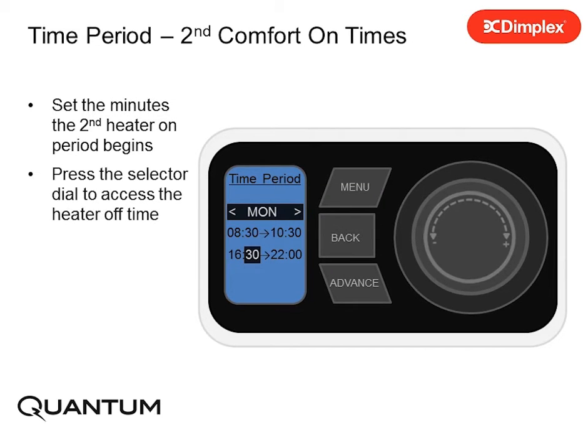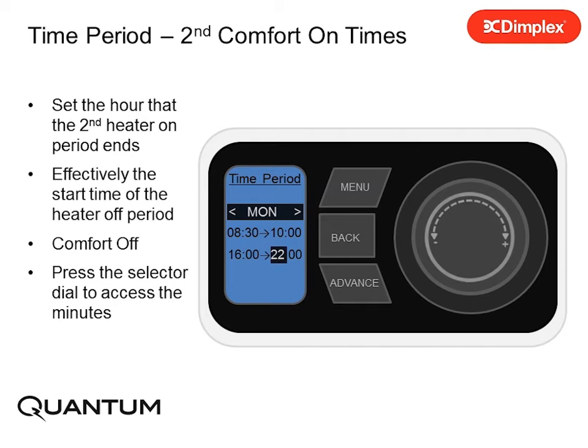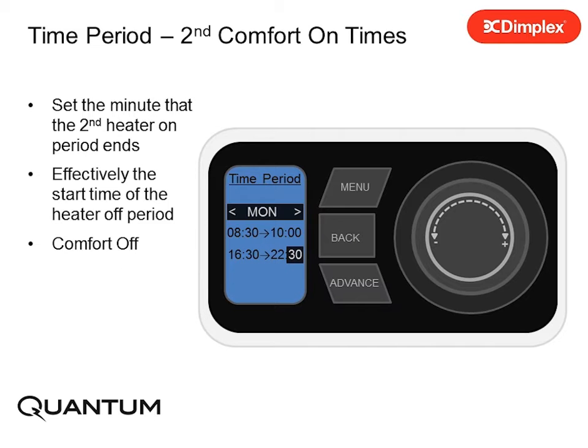Set the minutes the second heater on period begins, and press the selector dial to access the heater off time. Set the hour that the second heater on period ends, effectively the start time of the heater off period. Comfort off. Press the selector dial to access the minutes. Set the minute that the second heater on period ends, effectively the start time of the heater off period.